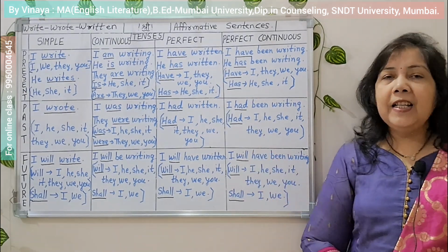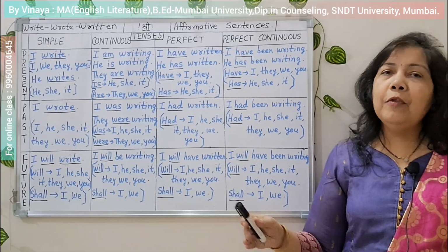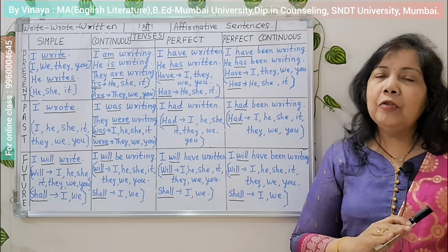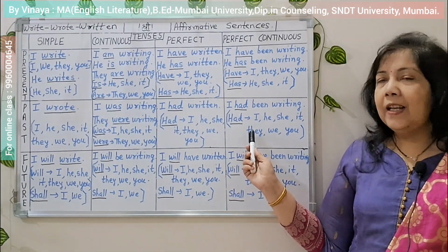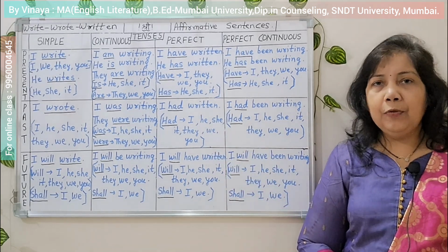When to use this tense? When any action is or was going on for a longer period of time in the past. When the action was going on for a longer period of time in the past, we use this tense. This is about past tense. All 4 kinds are over.